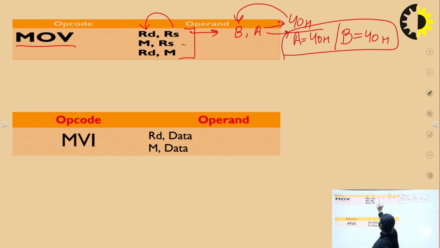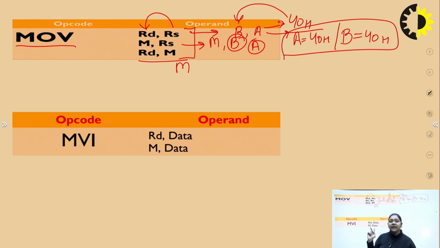Next is M, RS, where M is the memory pointer and RS is the source register. So it is like MOV M, B. I can take the accumulator as well here. So many different registers can be taken here. Next is between the memory pointer and the destination register. I can reverse here. M is fixed.